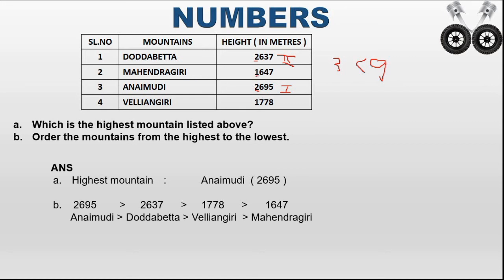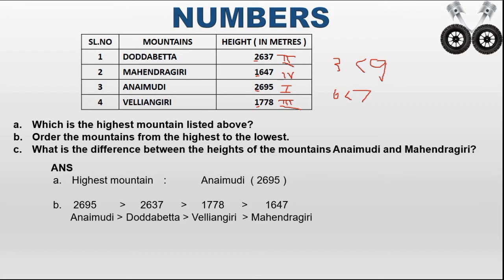First we compare the first digit. Both have 1 as the first digit. Now compare the second digit, 6 and 7. Which is the greatest? 7 is the greatest. So which is the third one? Velangiri is the third one. And then which is the fourth one? Mahendragiri is the fourth one. What is the next question?